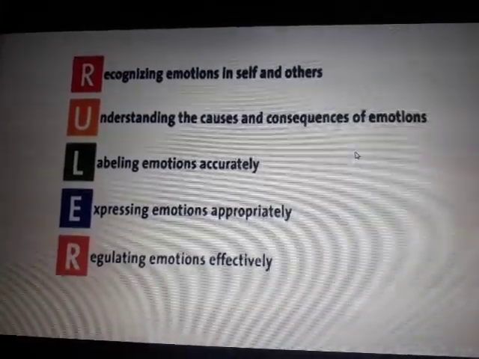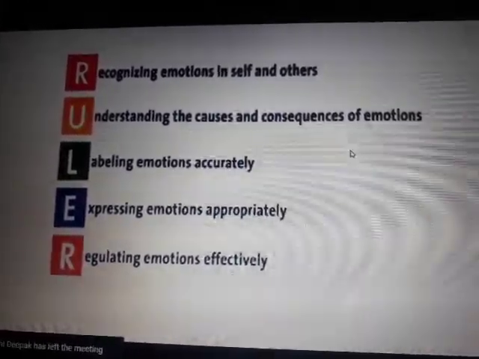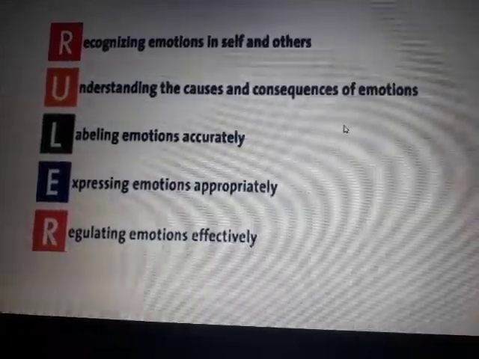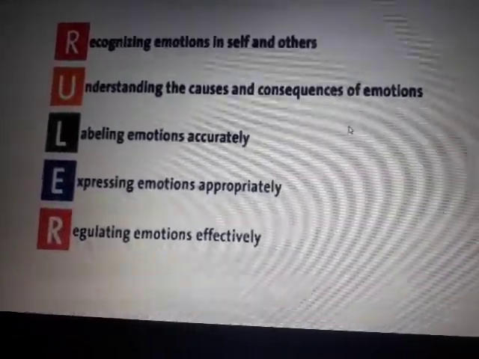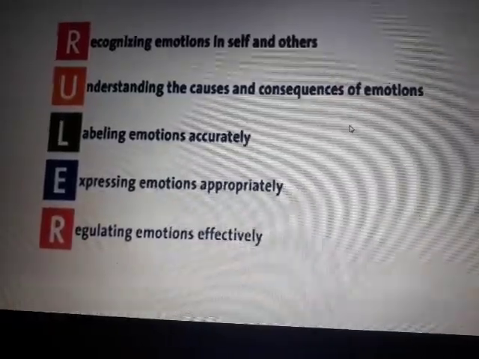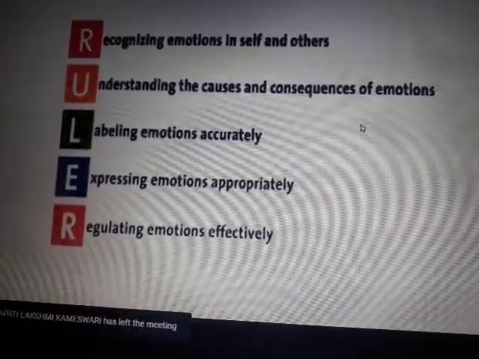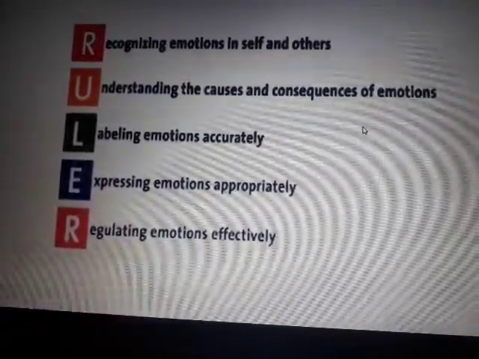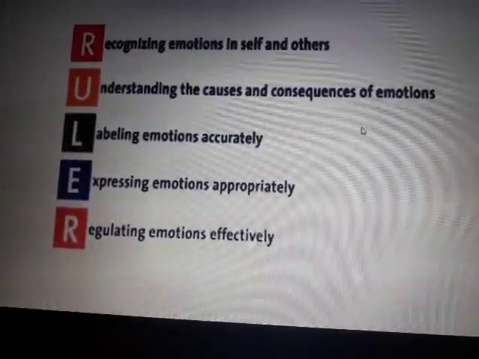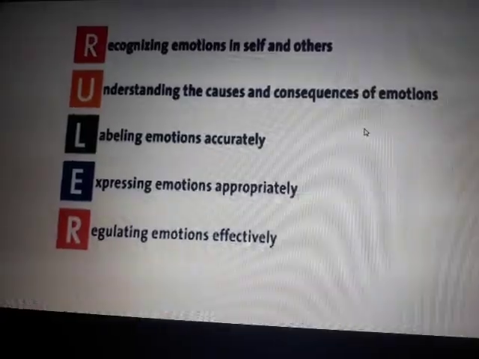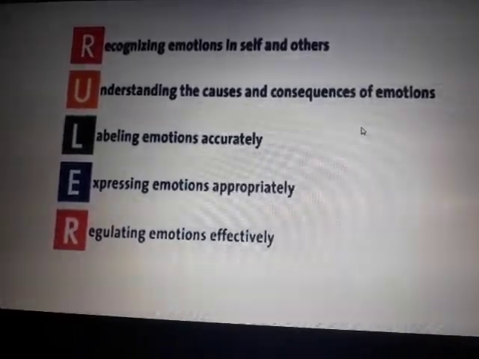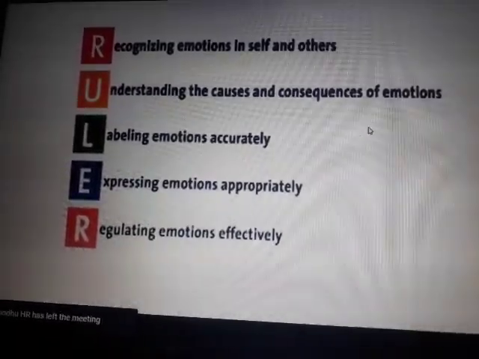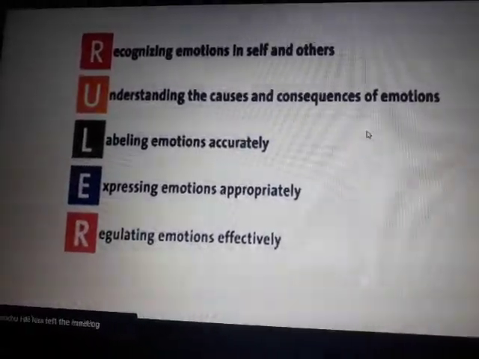Now, here we have an acronym. RULER is an evidence-based approach for integrating social and emotional learning into schools, developed at the Yale Center of Emotional Intelligence. RULER applies hard science to the teaching of what have historically been called soft skills. RULER teaches the skills of emotional intelligence, those associated with recognizing, understanding, labeling, expressing, and regulating emotions.